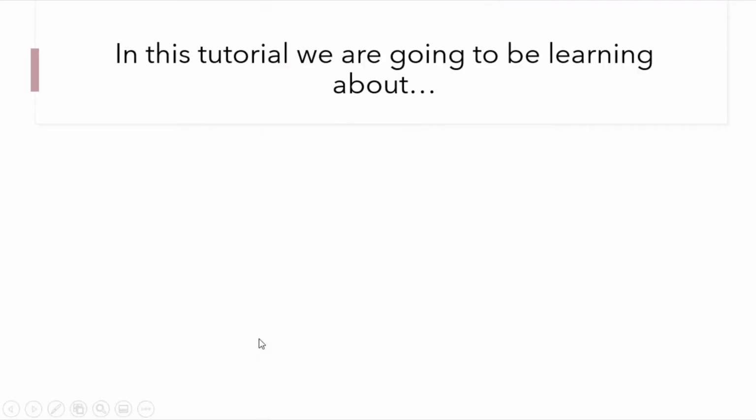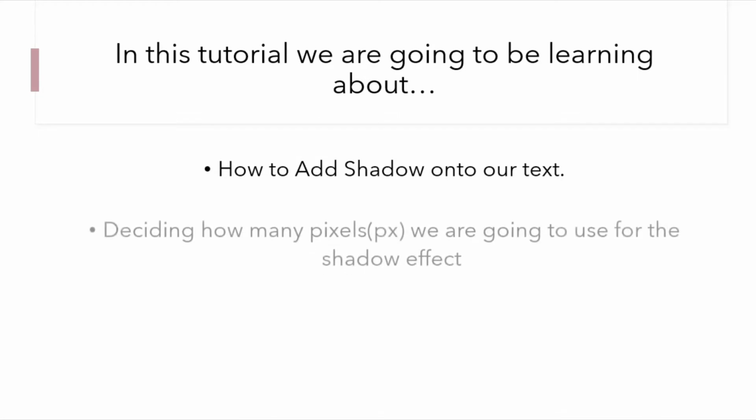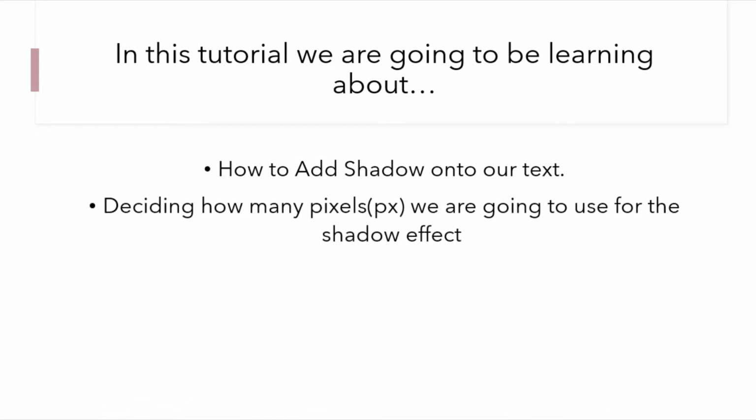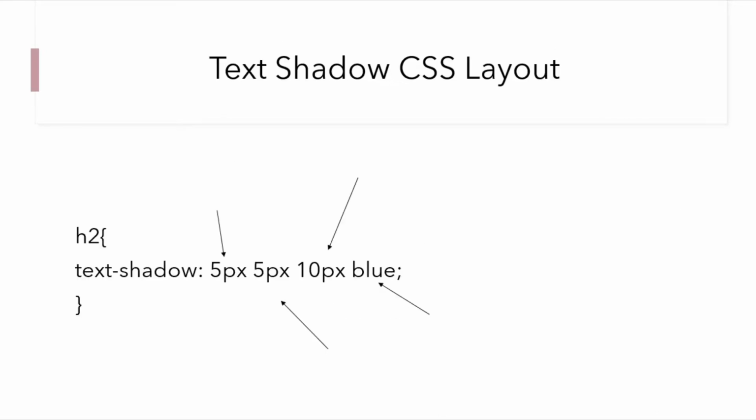In this tutorial we're going to be learning about how to add shadow onto our text, deciding how many pixels, which is px, we are going to use for the shadow effect, and adding blur and adding color as well. So this is going to be the text shadow CSS layout right here.